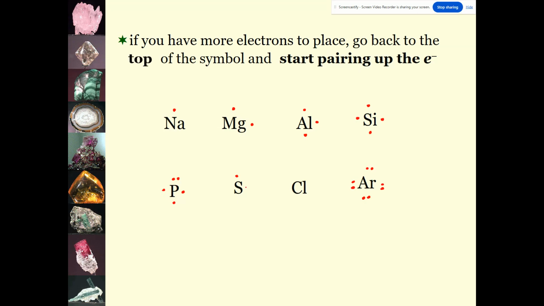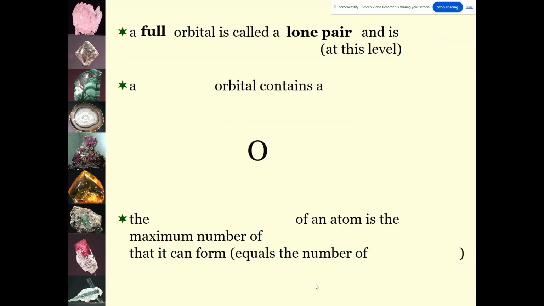Okay? Sulfur, being in group 16, has 6. So there's 4, 5, 6, and chlorine has 7, being group 17. 1, 2, 3, 4, 5, 6, 7. Okay? Part of your assignment is to try drawing some of those, and I'll skip over that when we get to it. But as I said, when you have an orbital that is filled, it is called a lone pair.